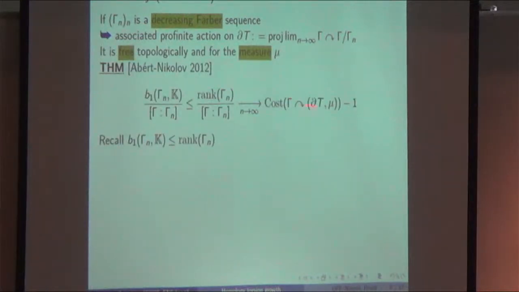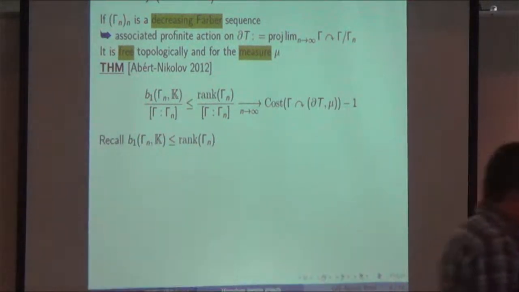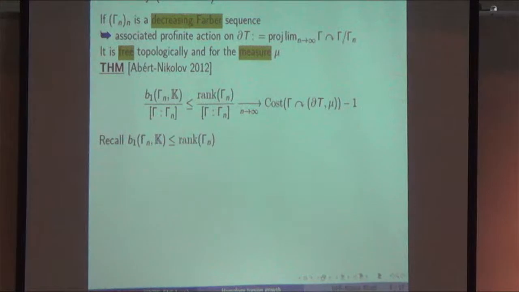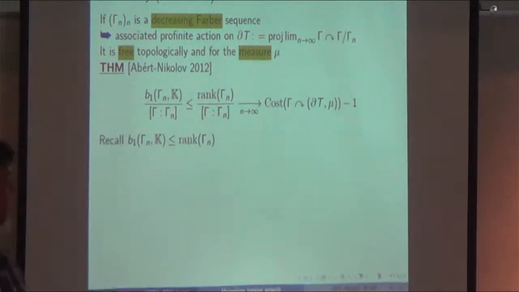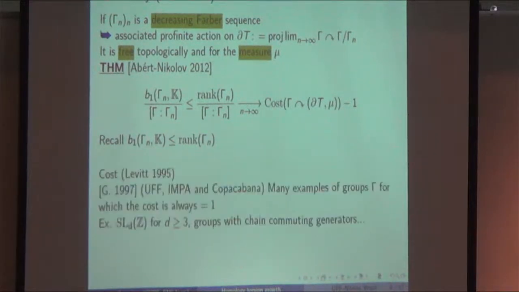Okay? Abert and Nikolov, so I remind you that B1 is smaller than the rank. And so Abert and Nikolov proved that these tend to the cost minus 1. I don't want to enter exactly into this theory, the theory of the cost. It's an invariant for dynamical systems which preserve a measure. It was introduced by Gilbert Levitt some years ago.